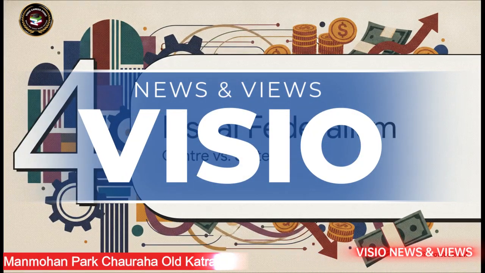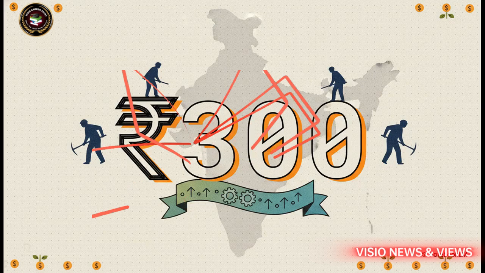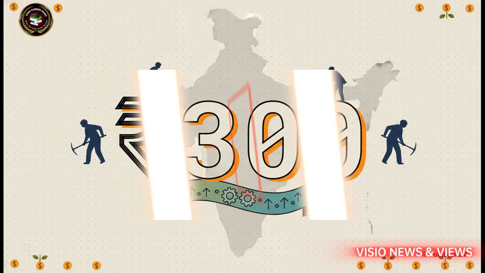Okay, final stretch. Section 4, Fiscal Federalism, Bridging the Center versus States Debate across GS Papers 2 and 3. 300 rupees. I want you to blast this prelims fact into your mind right now. The center has just fixed a brand new minimum wage floor of 300 rupees per day under MGNREGA. This immediately bumps up the wages in 21 states and union territories that were previously paying below this rate.